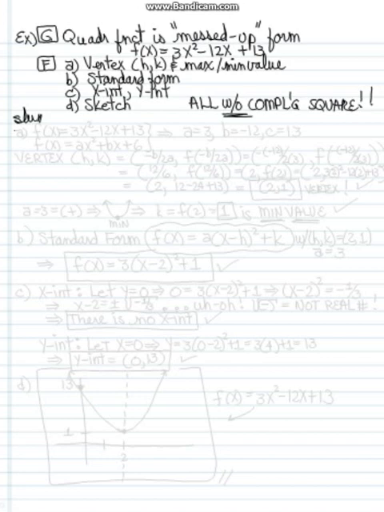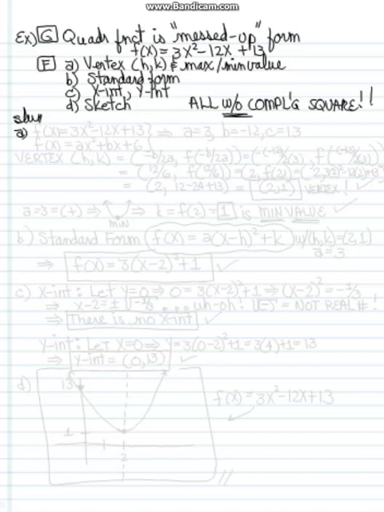We've done it before. But in this problem, we're asked to find the vertex (h, k) and the maximum or minimum value, and find the standard form of the equation, to rewrite it in the y equals a(x minus h) squared plus k form. Also find the x-intercept and y-intercept, and then do the sketch. And we're going to do all of that without completing the square, so you'll see there's another way to do this type of problem.